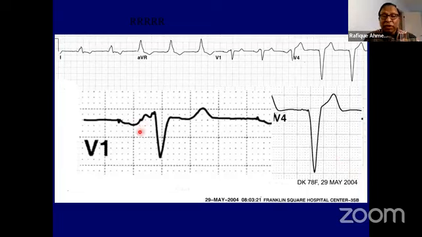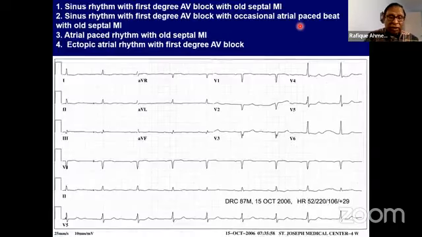So again, I put these two ECGs next to each other. Keep an eye on it. The computers will make mistakes. We will make mistakes, but it is our job just to make sure that we look at these ECGs carefully.